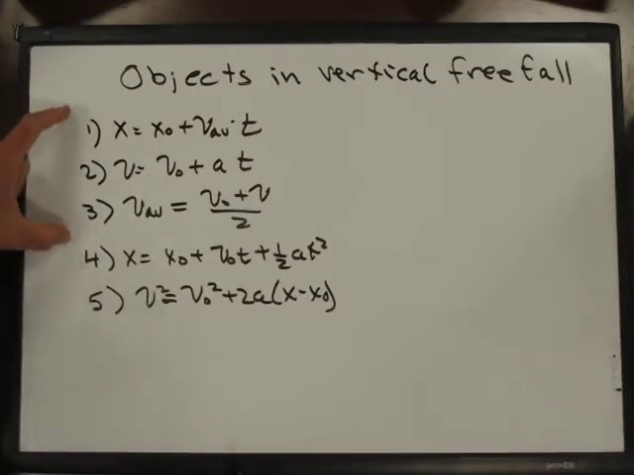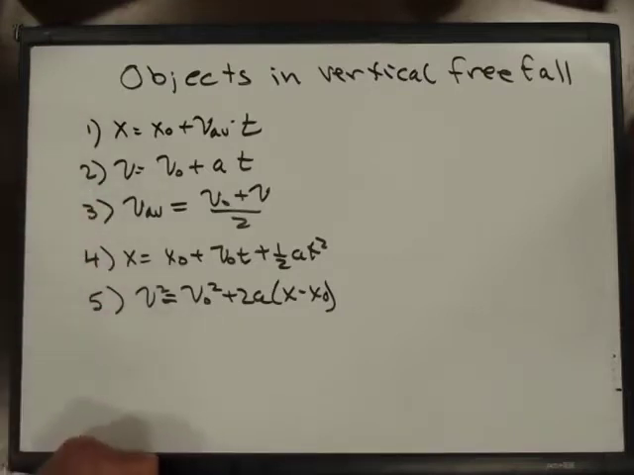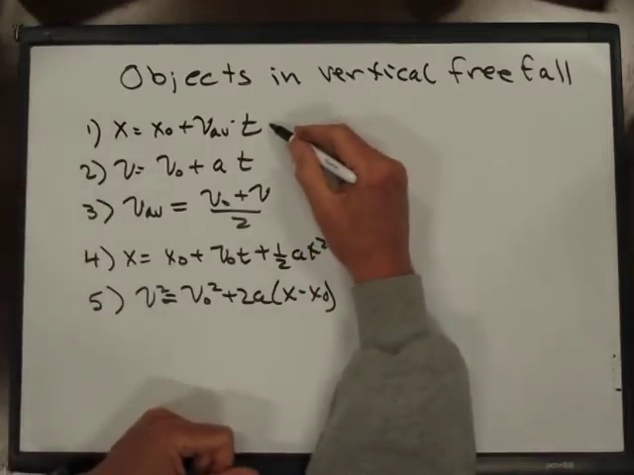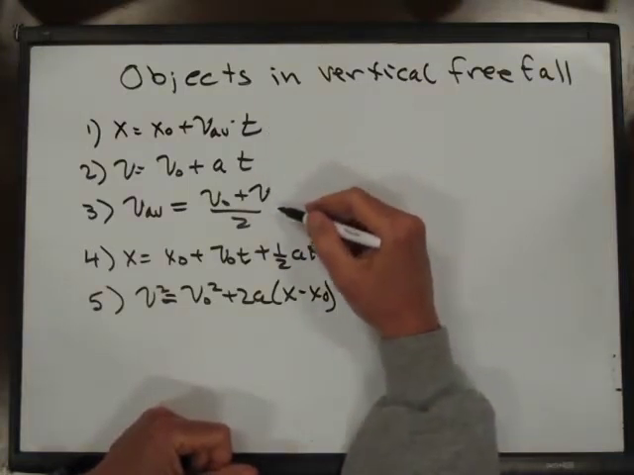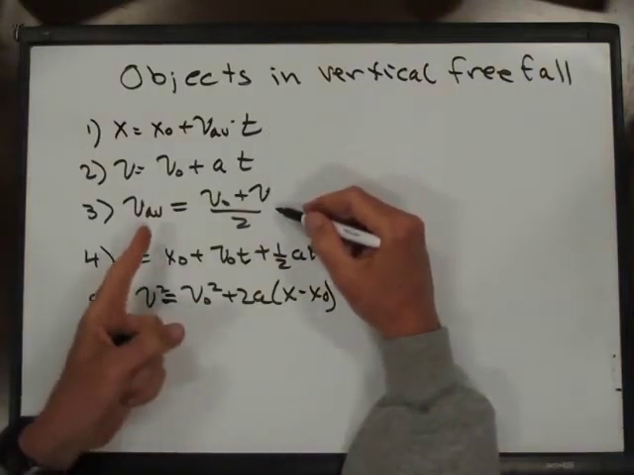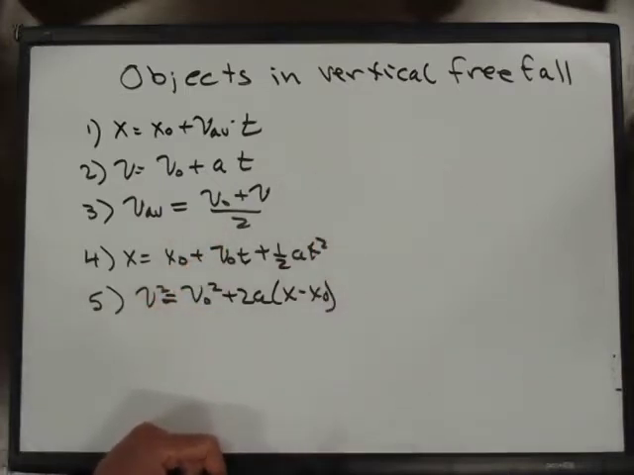And so these are kind of three independent equations, and these two can be obtained from these three. This comes from the definition of the average velocity. This comes from the definition of the acceleration. And this is also just a different definition of the average velocity.